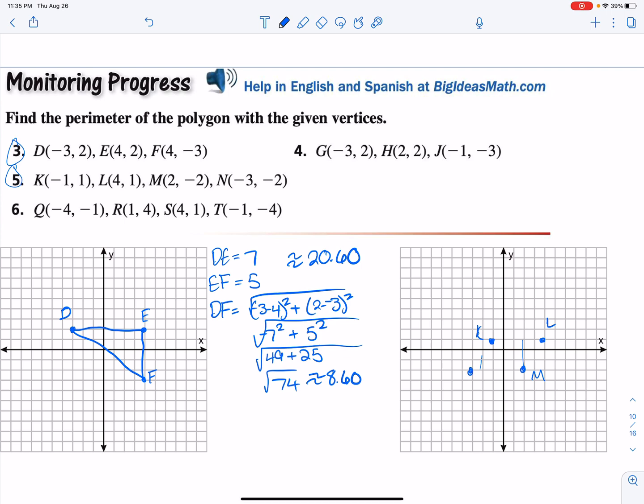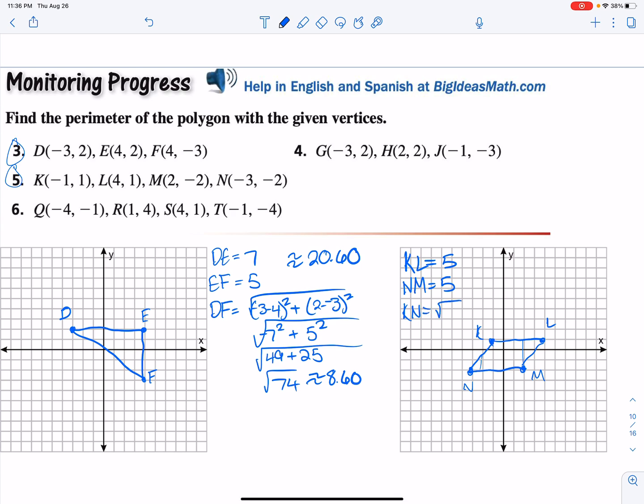So the nice thing about this quadrilateral you can see is we'll have to do the distance formula, but we don't have to do it more than once because these two are the same, KN and LM. And we can just count the length of KL. So from K to L, we have 5. And N to M, we also have 5. And that means I just need to do the distance formula on KN, and I'll double it.